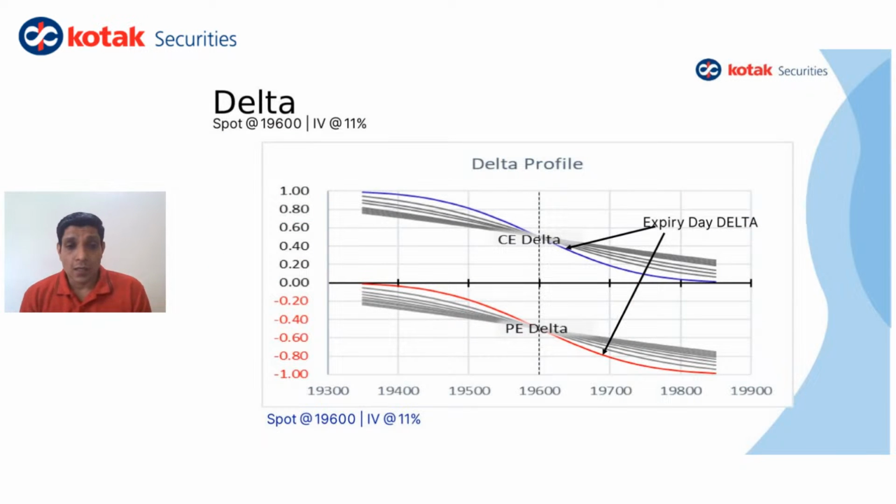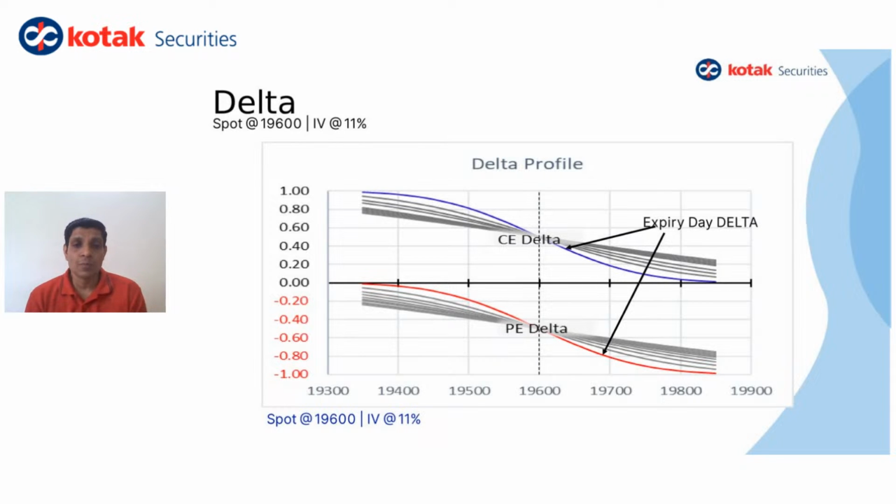So delta, let's say the market is at 19,600 and the vols are at 11. The ATM, let's say the 19,600 option delta will always be 0.5. Why is it 0.5? Because let's say someone asks you, where is Nifty going to end tomorrow?